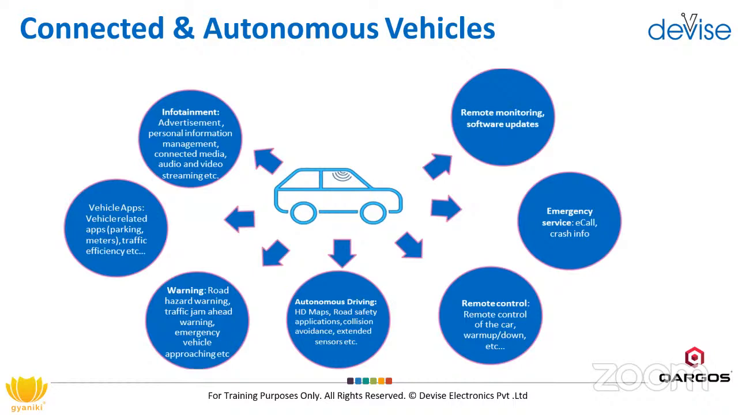Emergency e-call, crash info: with just a single touch of a button, messages go to the nearest police stations, medical centers, and also to your close family. And remote monitoring and software updates: you don't have to drive the car to the garage every time to get it checked. The upgrades can be done remotely. And not only software upgrades, it will also tell you when the vehicle is due for service.